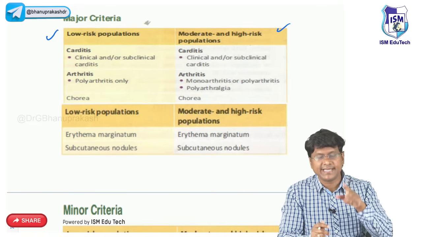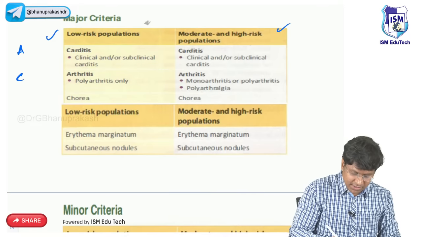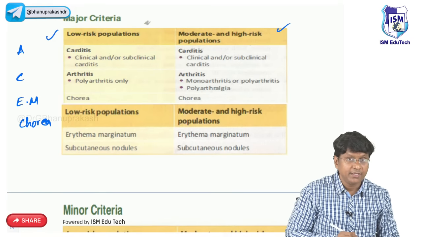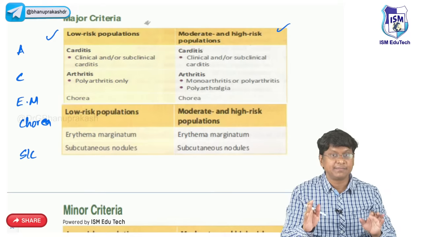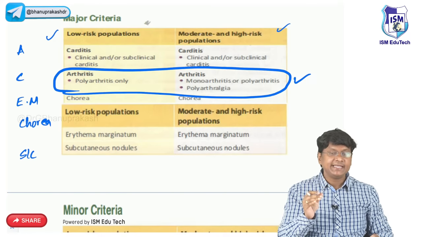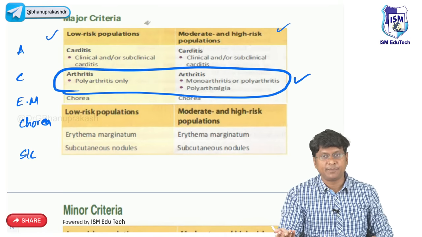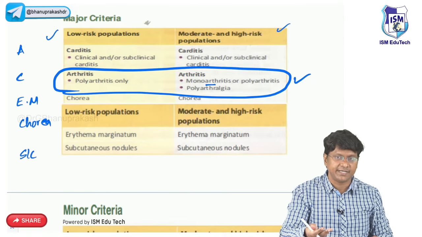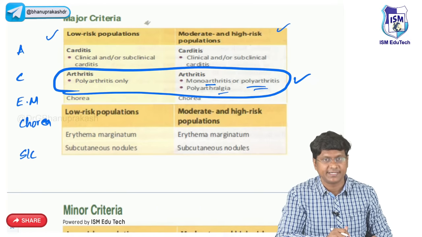And in case of major manifestations, what all will be there? That is arthritis, carditis, erythema marginatum, then chorea, then subcutaneous nodules. All these will be there in low risk and high risk, but the point of difference is the joint involvement. In low risk, you should have polyarthritis only. Whereas in moderate and high risk populations, either monoarthritis is sufficient to call it a major criterion, or polyarthritis or polyarthralgia is also sufficient to call it a high risk criterion.